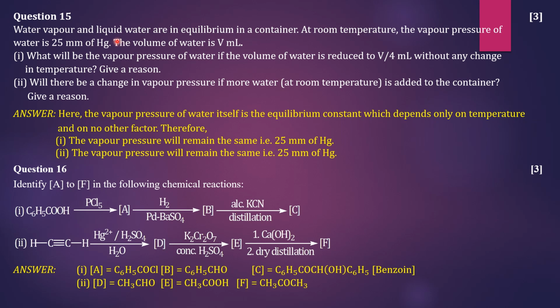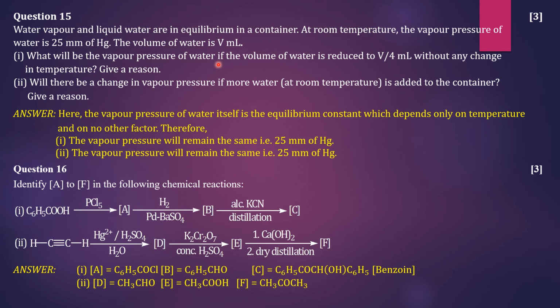So simply what is happening, the vapor pressure of the water vapor is simply the equilibrium constant here, and we know equilibrium constant cannot be changed unless and until temperature is changed. So you can see in both the questions it is given that temperature is constant without any change in temperature. So if temperature is not changed, equilibrium constant will not change, and here vapor pressure itself is the equilibrium constant, so vapor pressure will also not change.